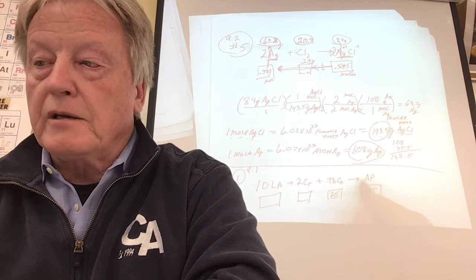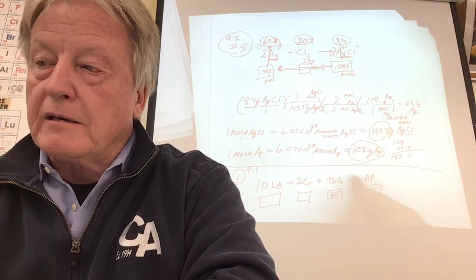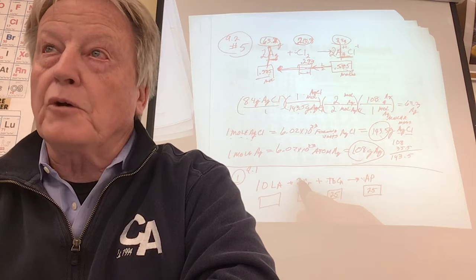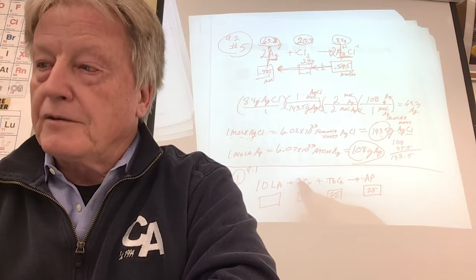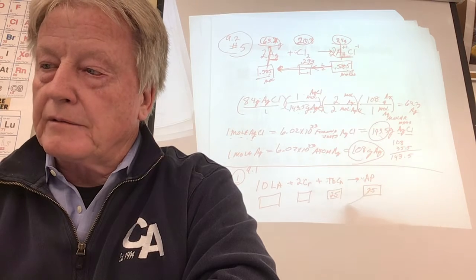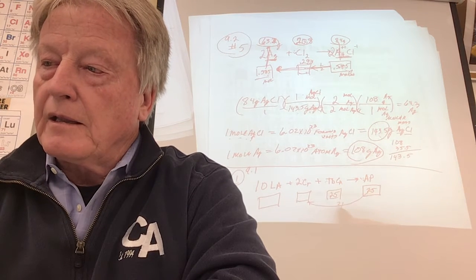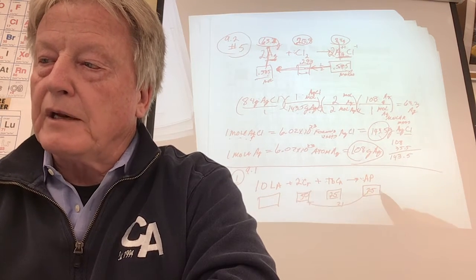Here's 1, 2. Gotta get bigger. Now you're going to multiply by 1 over 2 or 2 over 1? 2 over 1. So what's 2 times this? 50. All right. And now let's do another one.